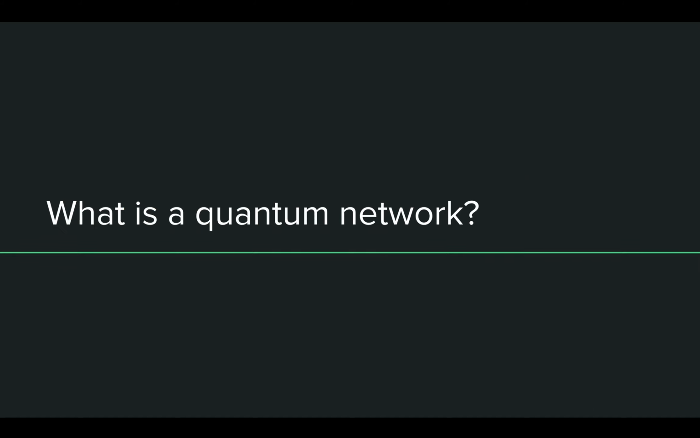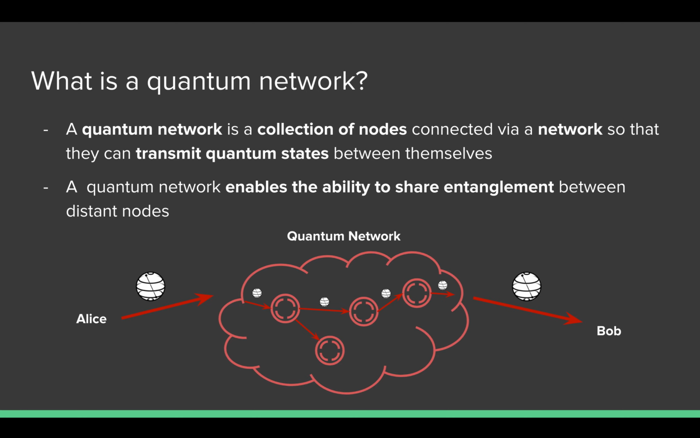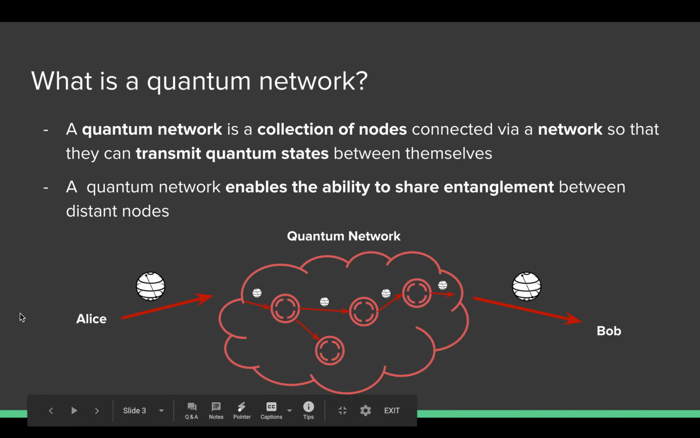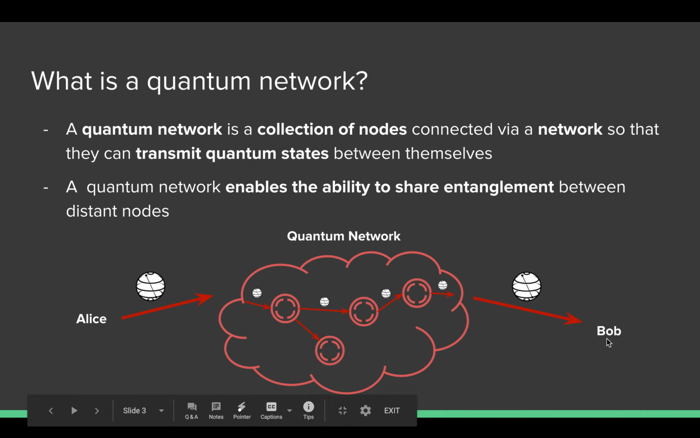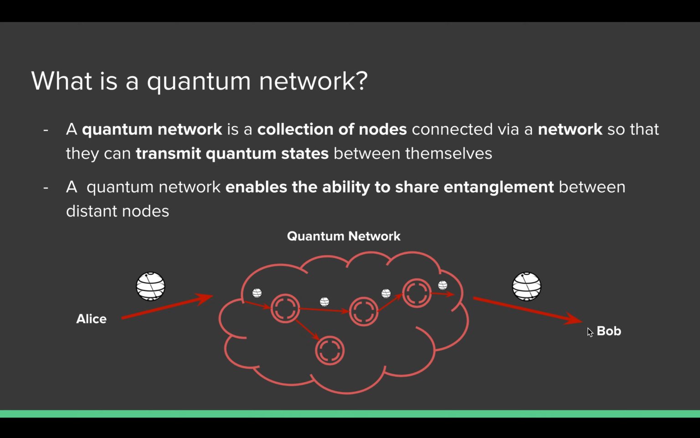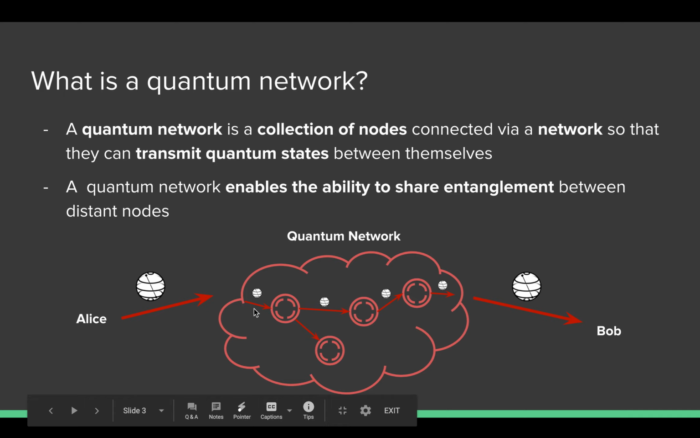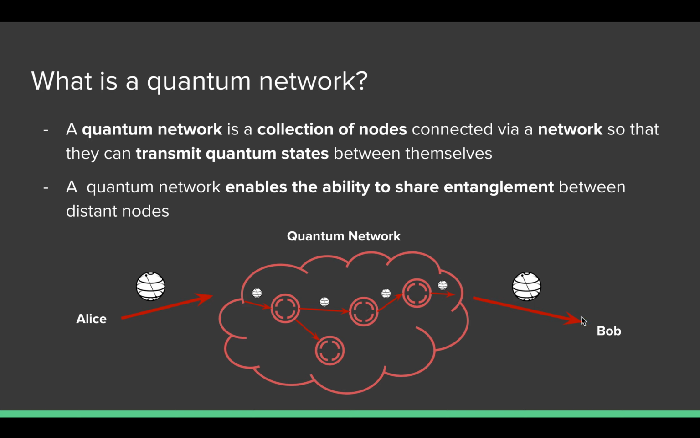Before we get into it, I'll explain what a quantum network is. A quantum network is a collection of nodes connected via a network so that they can transmit quantum states between themselves. In this depiction, you have two parties, Alice and Bob. Alice is trying to send quantum information to Bob, but she's not connected directly to Bob, so they need to make use of their quantum network connection. Alice can put her quantum information into the network, it will route the quantum information, and then it will arrive at Bob. This is what I mean by a quantum network.